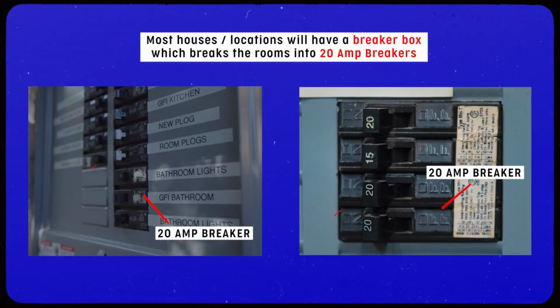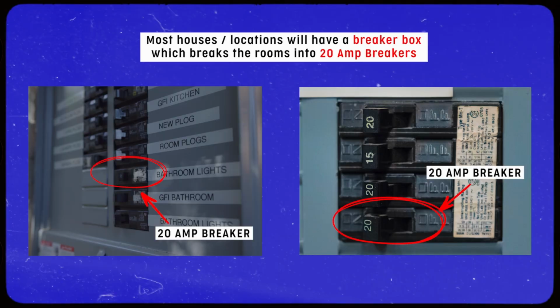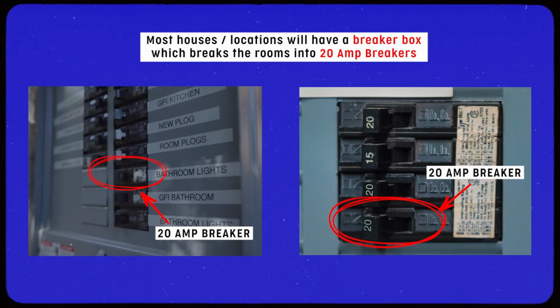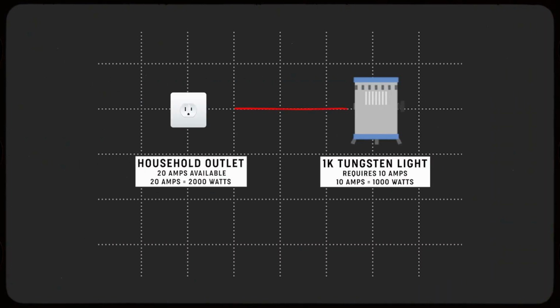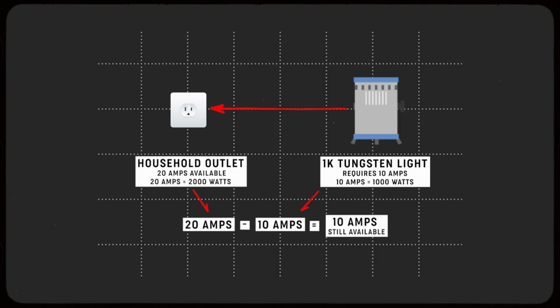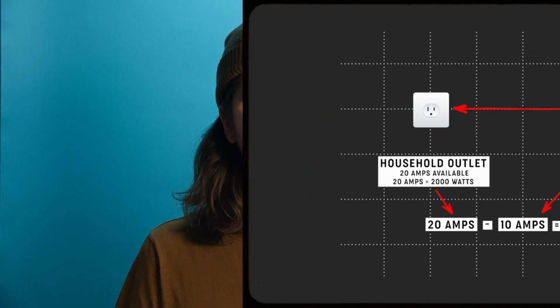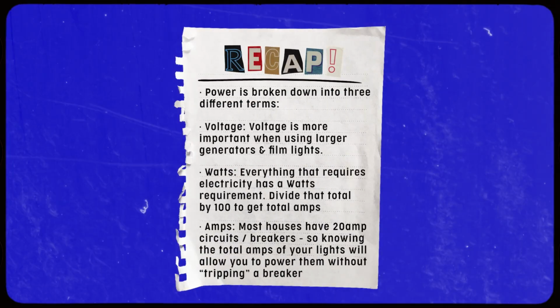So when you know the amps that your light requires, you want to deduct that from what you have access to. If you're plugging into a house, most household breakers are 20 amp breakers. So knowing this, say you plug in a 1K, which is 1000 watts or 10 amps, you would subtract that from 20 amps and you are left with 10 amps, meaning you can still plug more into that circuit until it hits 20 amps. We're also going to touch on a few different options for power, so if some of this is still a little foggy and confusing, stick around and we'll do our best to break it down.